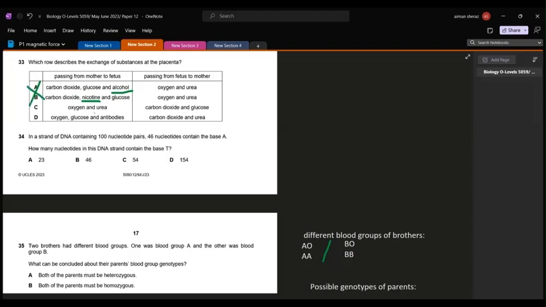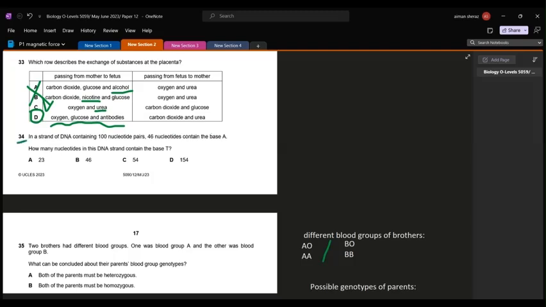If you check option C, it has urea. Urea is a waste product. Why would it pass from the mother to the fetus if it is a useless substance? So option C is also ruled out. But if you see option D, you have oxygen, glucose, and antibodies. These are useful substances. And carbon dioxide and urea pass from the fetus to the mother. So this is correct because the fetus does not have lungs. These waste materials have to pass across the placenta from the fetus to the mother, because the mother's lungs and kidneys will remove these waste products.